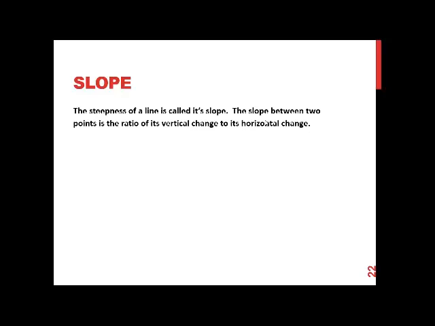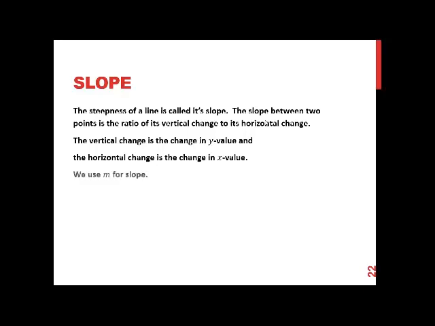Now the vertical change is going to be the change in y values, and the horizontal change is going to be your change in x values. We use m when we're talking about the slope. The slope is going to be vertical change divided by horizontal change. Delta is a Greek letter that we sometimes use to describe the change in.